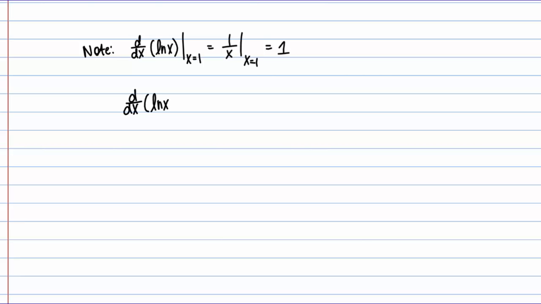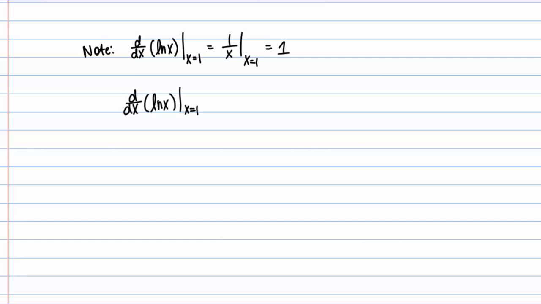So now let's go a bit further and find out a little more information about this mysterious base b. So note the following. Let's say I want to take the derivative of the natural log of x and evaluate that at x equals 1. Well, we've learned before that the derivative of the natural log of x is 1 over x. So if I evaluate that at x equals 1, I'm going to get 1.